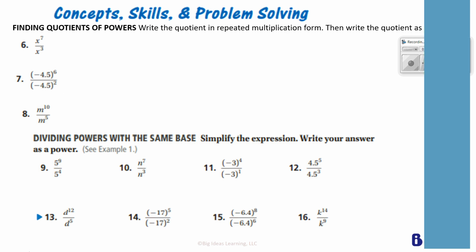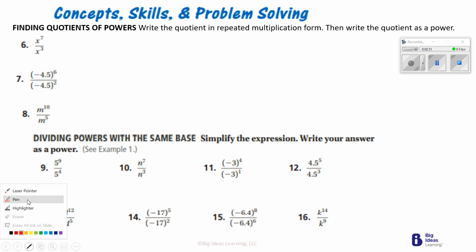If I was going to demonstrate this, I guess the best way to do it would say, since this is a positive 2, I'll minus 2 from here, and I'll minus 2 from here. This is going to give us negative 4.5 to the fourth power. And so we would have negative 4.5 times itself 4 times. And then as a quotient of powers, it would be negative 4.5 to the fourth power.